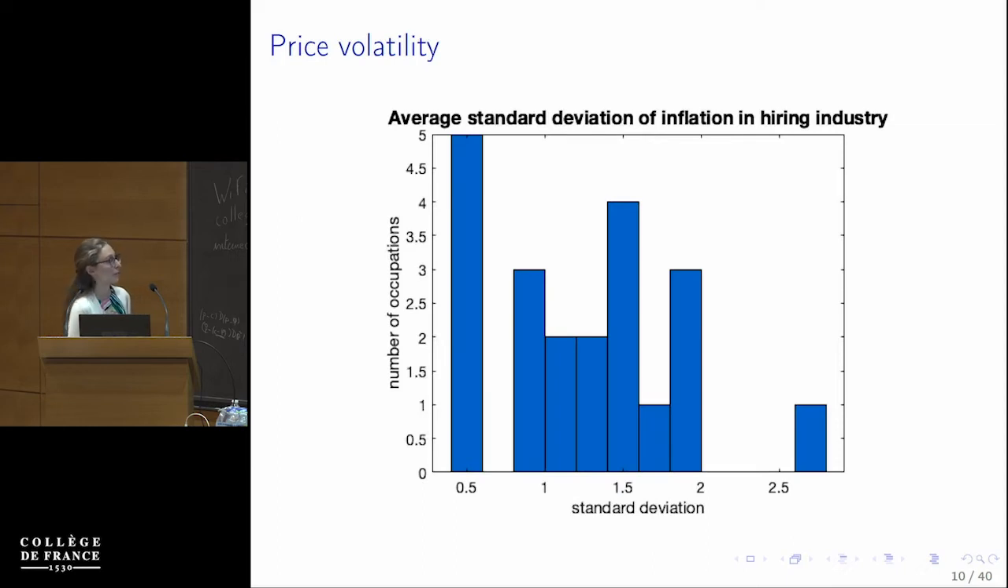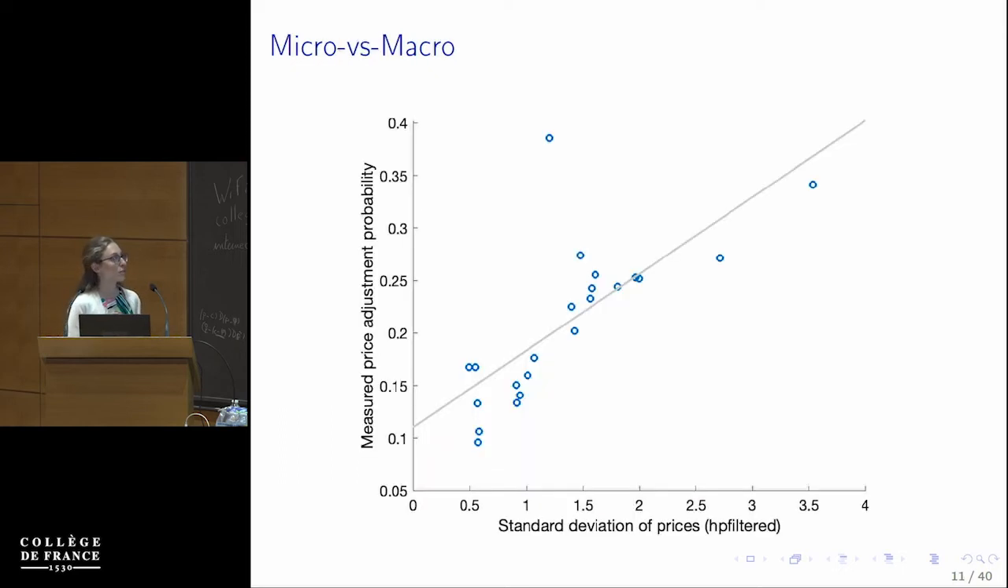The next pictures are meant to connect the micro data that I gave you before, which are based on direct measures of price adjustment probability, with some macro moments, let's call them macro moments, that are connected with what we usually think of as business cycle facts. One important fact is the standard deviation of prices and employment. Here you can see a measure of the dispersion of the standard deviation of inflation in the hiring industries, and we see that this is also quite large, and importantly goes together very well with the micro estimate of price adjustment frequency.